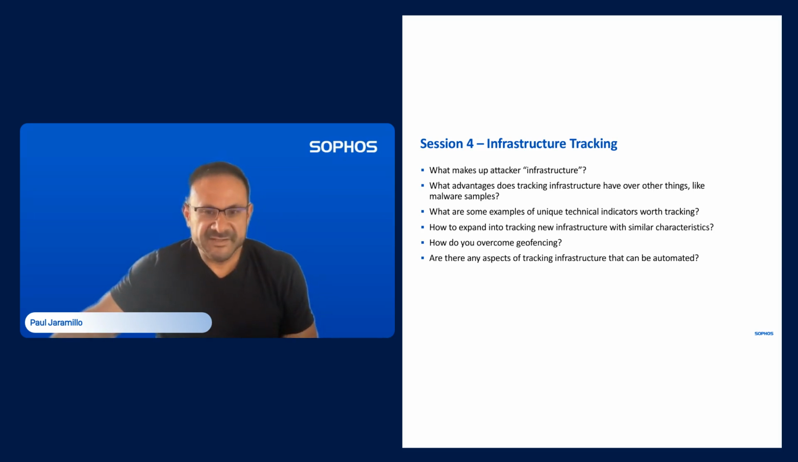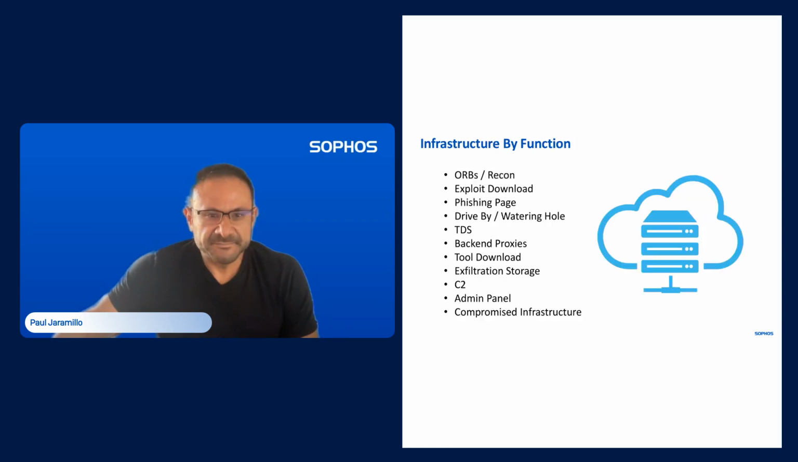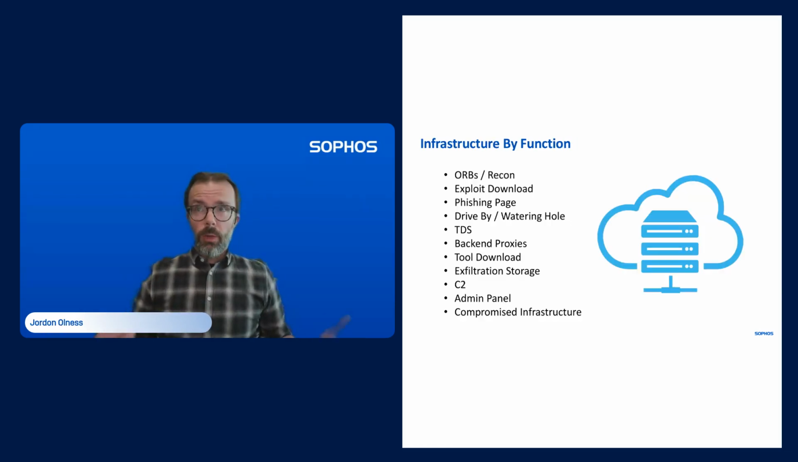So Jordan, can you describe to us what makes up attacker infrastructure? So, attacker infrastructure, generally speaking, is computing resources that are controlled by a threat actor that they use to facilitate an attack. What do I mean by that? Generally speaking, these are the servers that they're using in order to complete an attack.